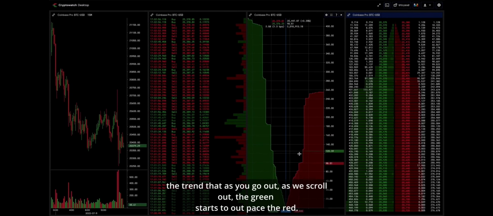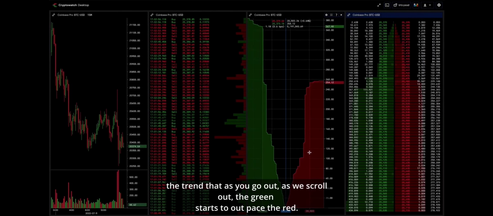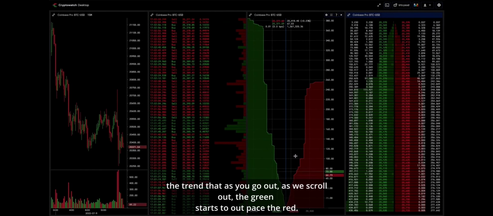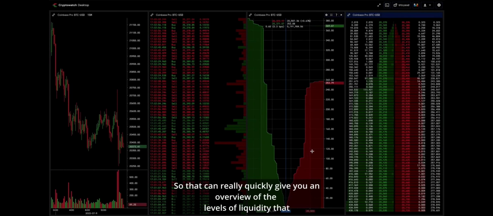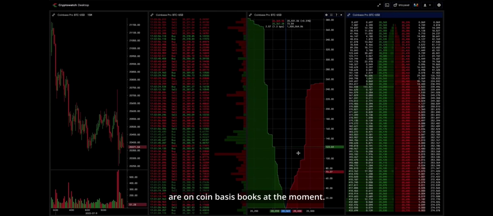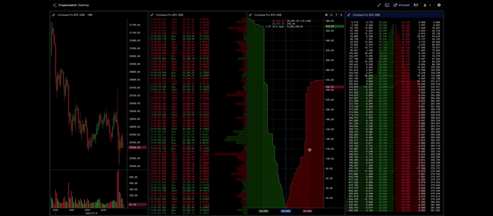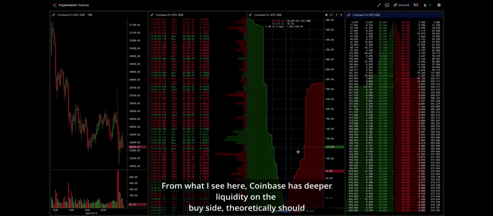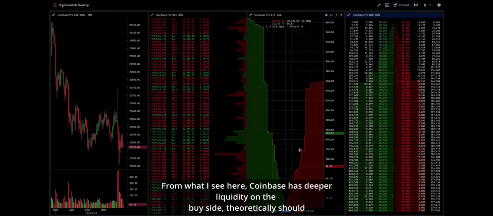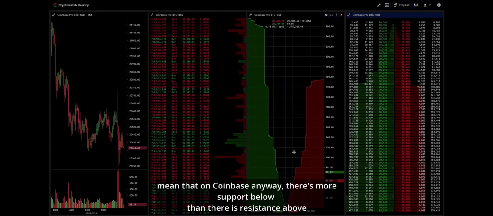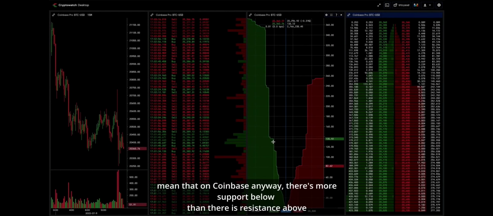And as you see the trend, as we scroll out, the green starts to outpace the red. So that can really quickly give you an overview of the levels of liquidity that are on Coinbase's books at the moment. So you could say, okay, from what I see here, Coinbase has deeper liquidity on the buy side. Theoretically should mean that on Coinbase anyway, there's more support below than there is resistance above.